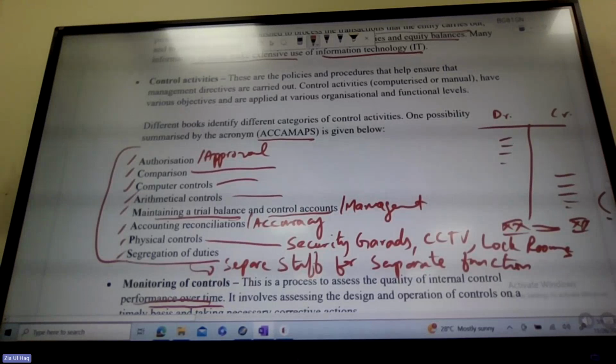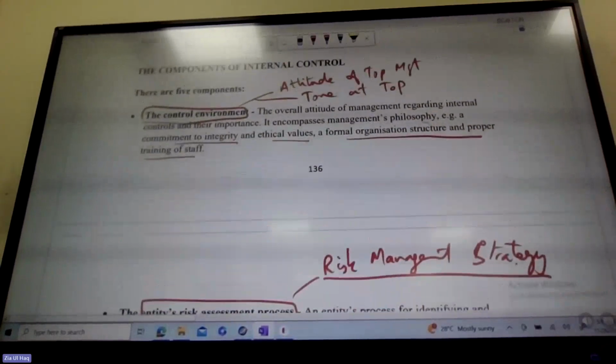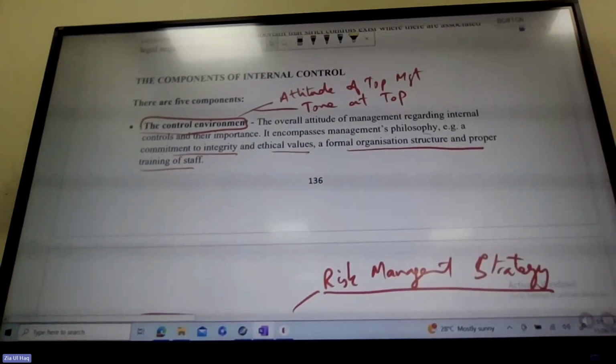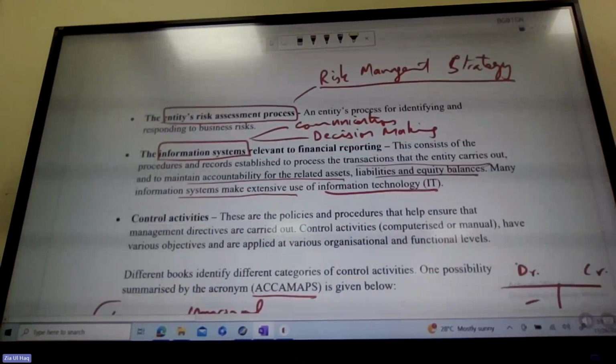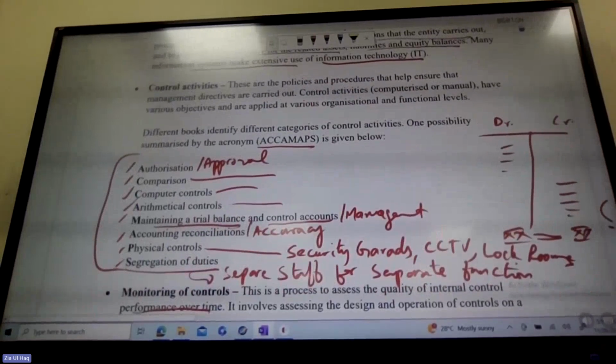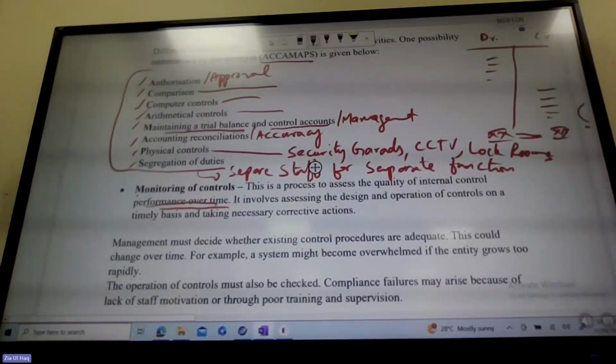So these are the minimum controls that every organization should implement to have a good internal control system. What we are studying, there are 5 components of an effective internal control system. Control environment means top level management has to show a positive attitude regarding control policies. There should be a risk management strategy to control business risk. There should be a quick communication and decision making information system. These minimum controls should be implemented in the business, and there should be monitoring of control, the 5th element.